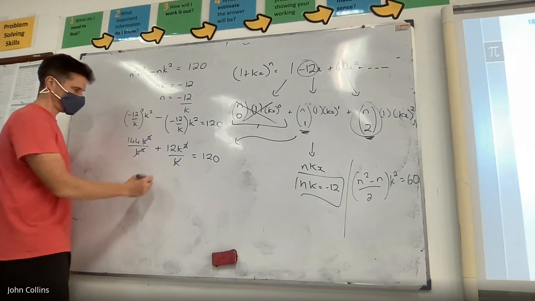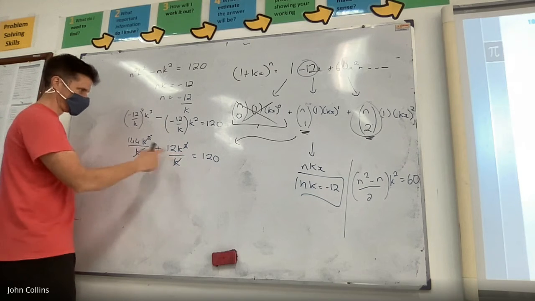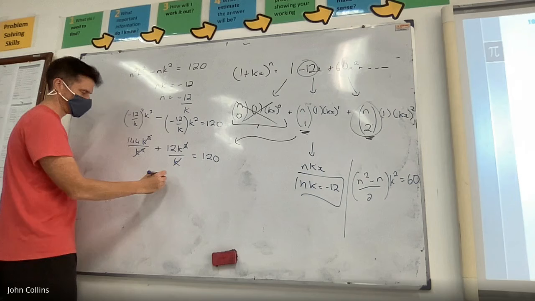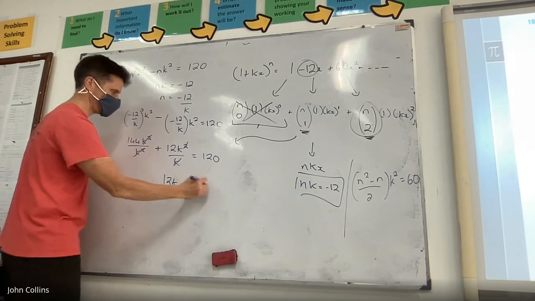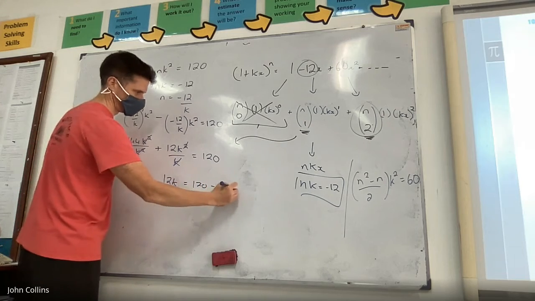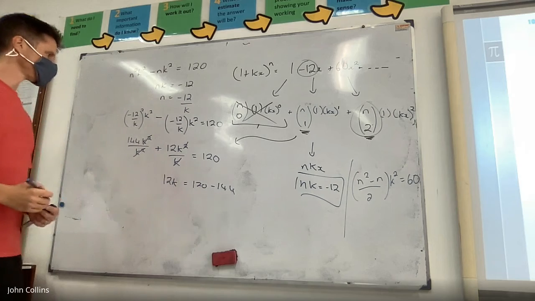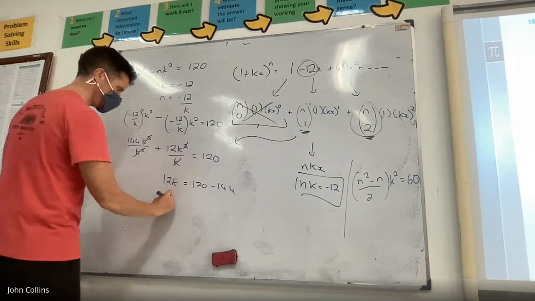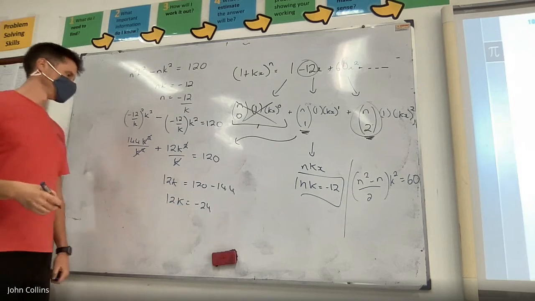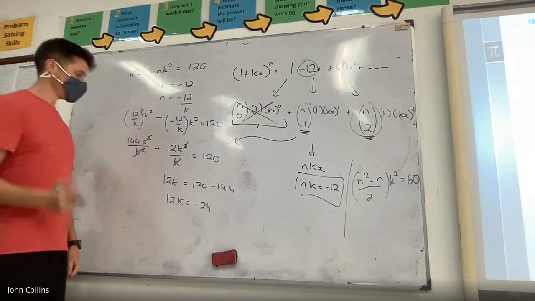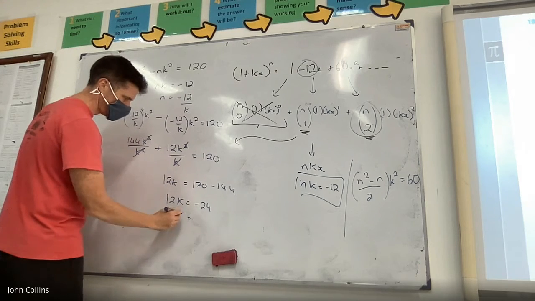So I have 12k here of 144. Let's bring this over here or subtract it from both sides. 12k is equal to 120 minus that 144. That's negative something. 24. 12k is equal to negative 24. Divide both sides by 12, and k is equal to negative 2.